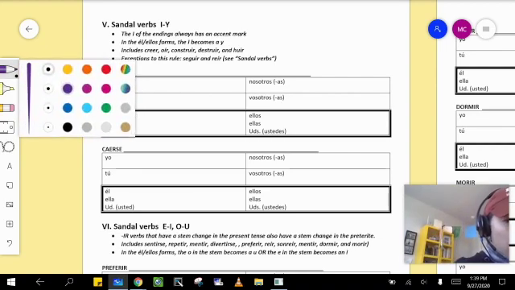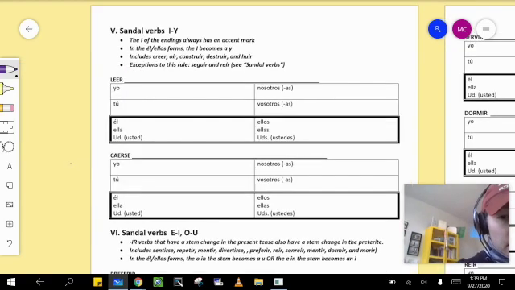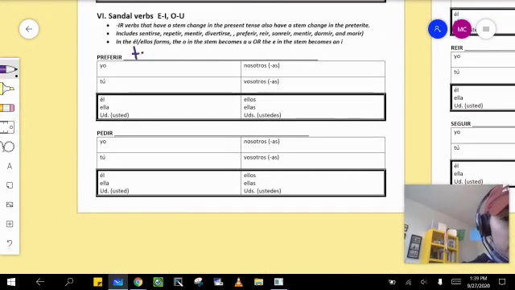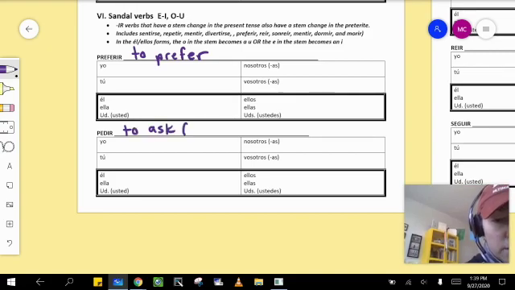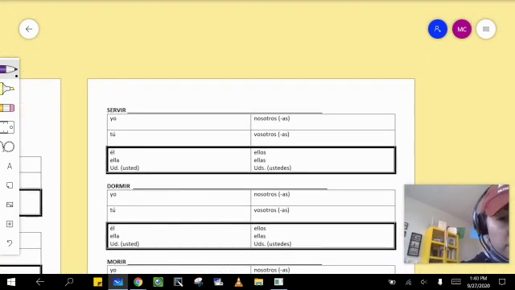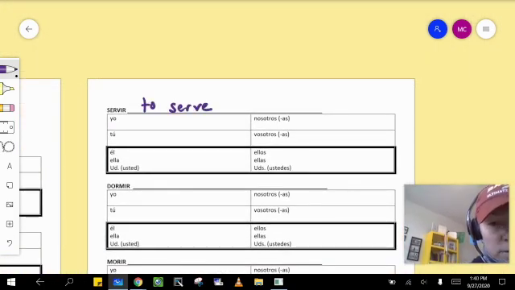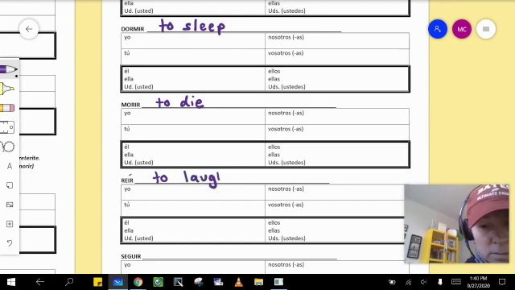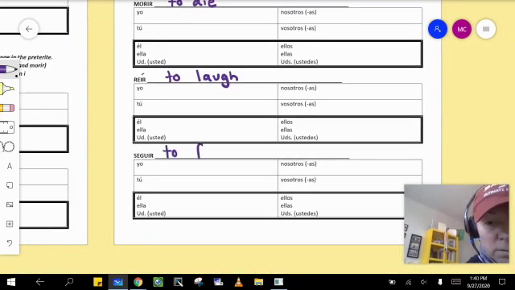Okay, leer is to read. Caerse is to fall. Preferir, to prefer. Pedir, to ask for, or to order. Okay, jumping over to page 2. Servir, to serve. Dormir, to sleep. Morir, to die. Right here, there should be an accent there. Right here is to laugh. Last one, seguir means to follow.